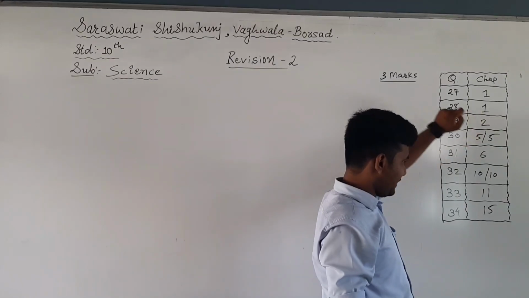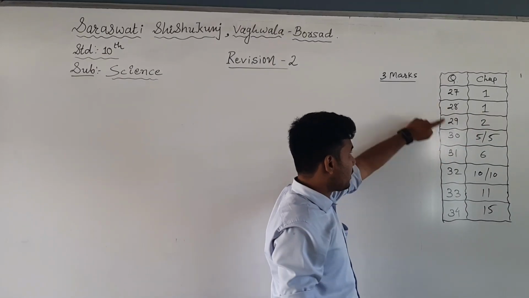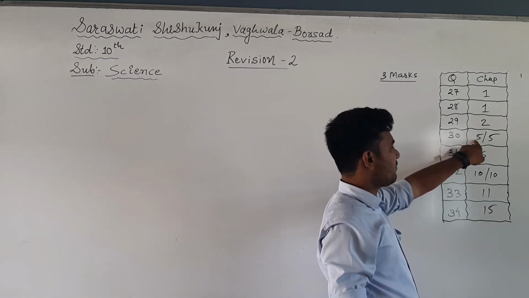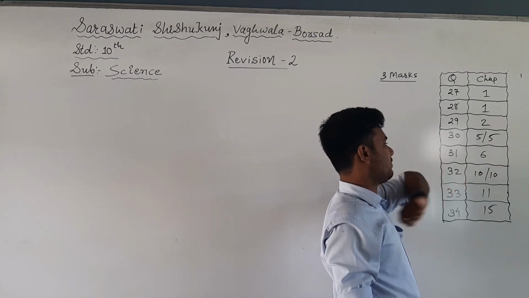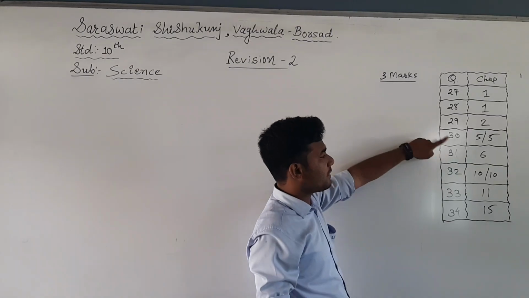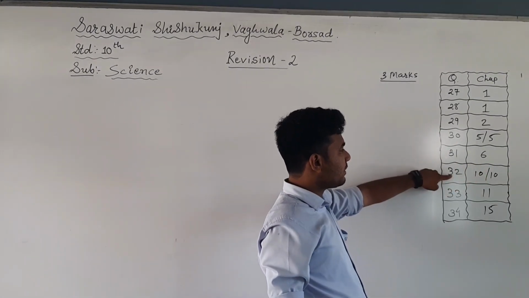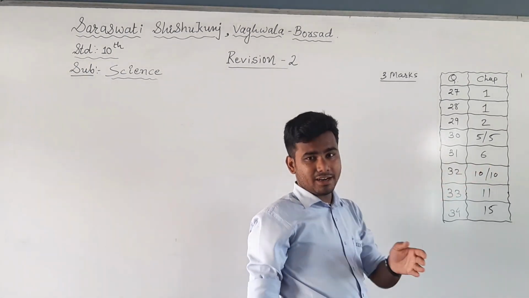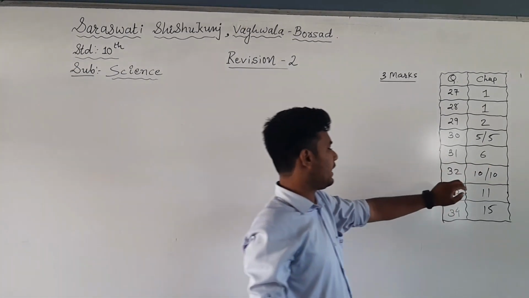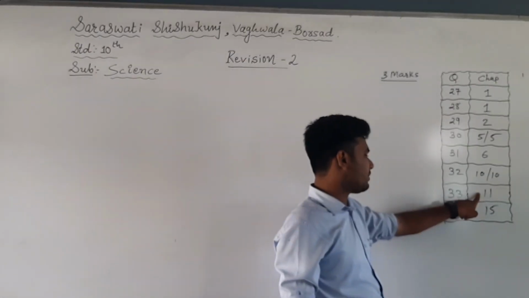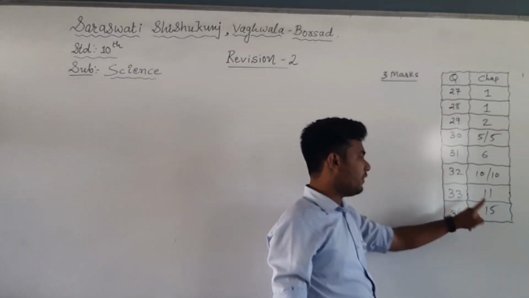that will be from the second chapter. 30 number question, in that you will have alternative questions from chapter number 5 and the other one will also be from chapter number 5. 31st number question will be from chapter number 6. 32 number question will be from chapter number 10, and in that order you will also get chapter number 10. 33 will be of chapter number 11 and 34 will be of chapter number 15.